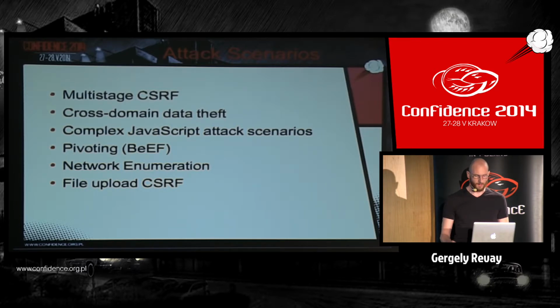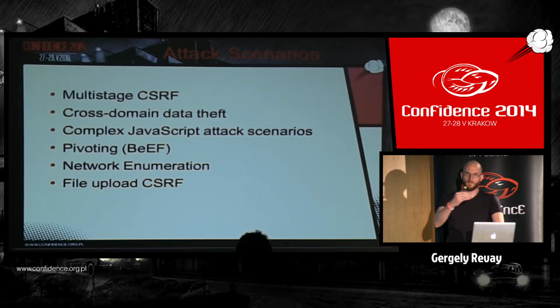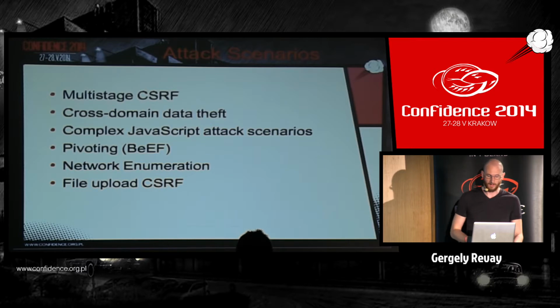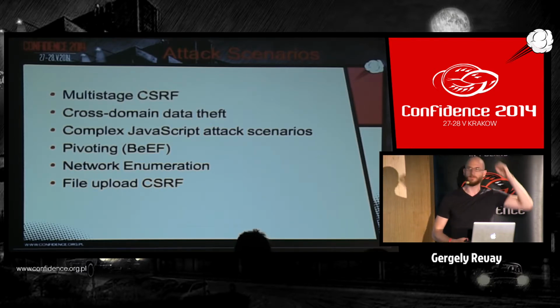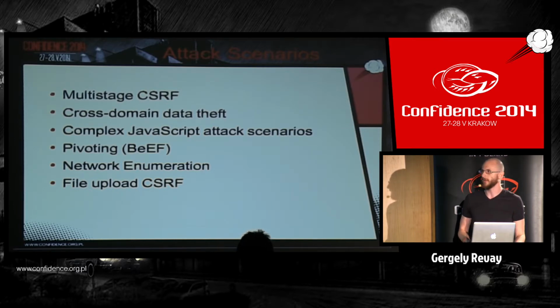And cross-domain data theft. We will see in one of the demos that one goal is to go to another domain, steal something from there through the user, and send it back to you. Because you can get the user to connect to a different domain and download data from there. That's what we can do. And then you can send it back to yourself. Complex JavaScript attack scenarios, the multi-stage is kind of that.